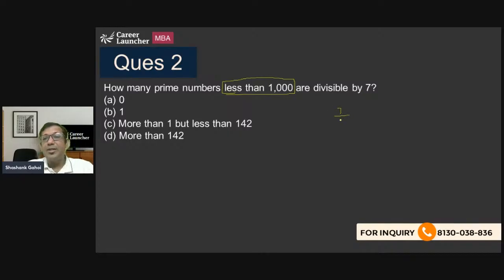7 itself is divisible by 7. Apart from 7, can there be any other prime number that is divisible by 7? No. If you take a multiple of 7, that is 14, 21, can these numbers be prime? These can't be prime numbers. So the only multiple of 7 that is a prime number can be 7 itself. Apart from that, it's not at all possible. So the answer of this question is option B, that is only one prime number.